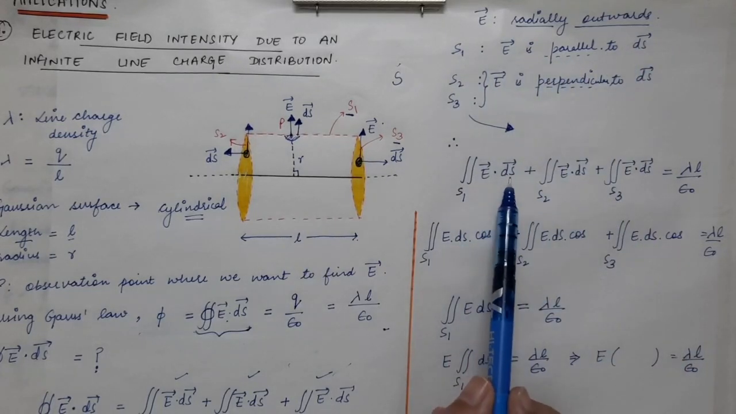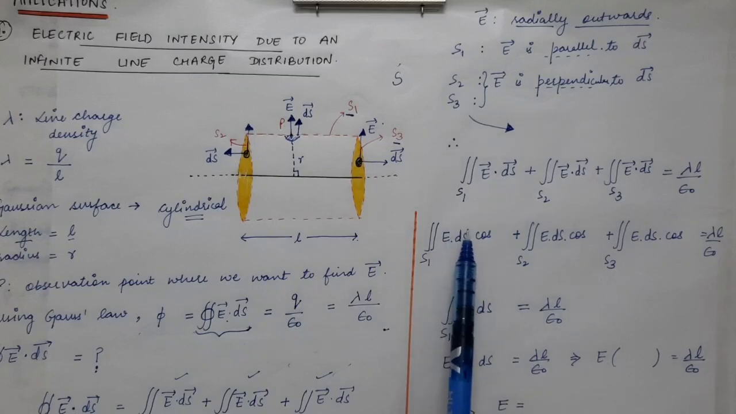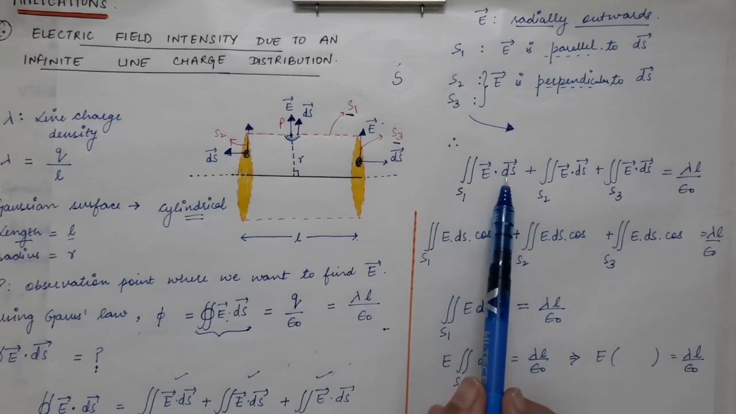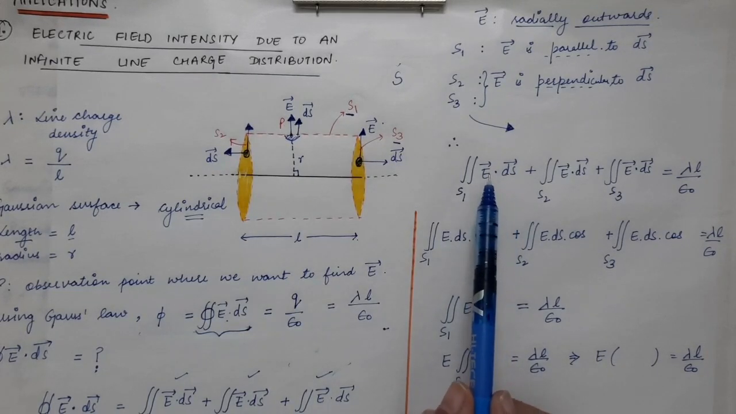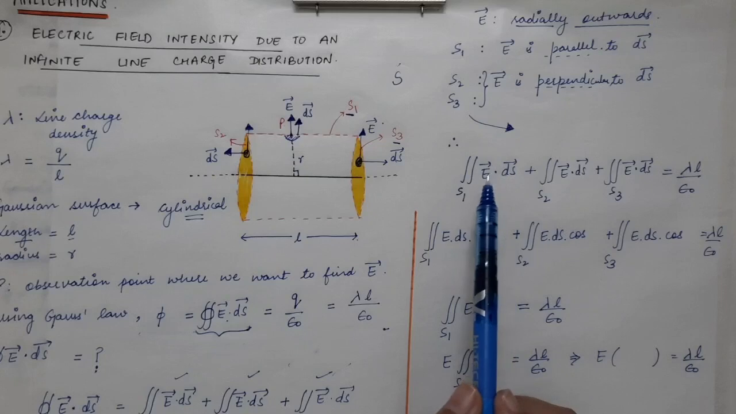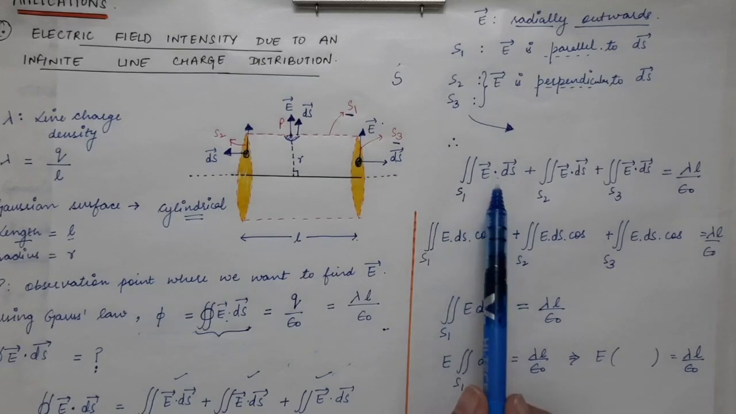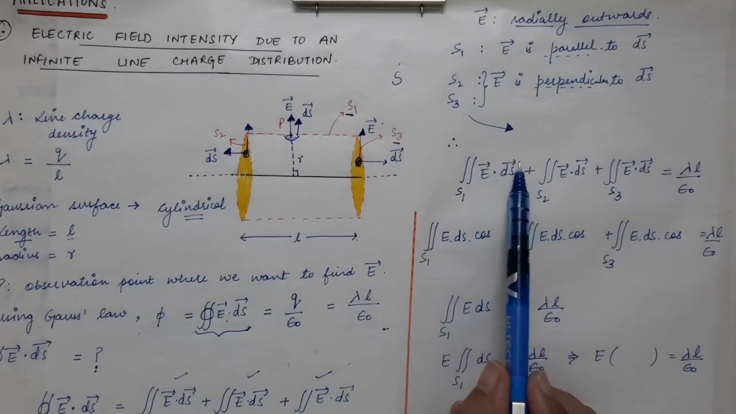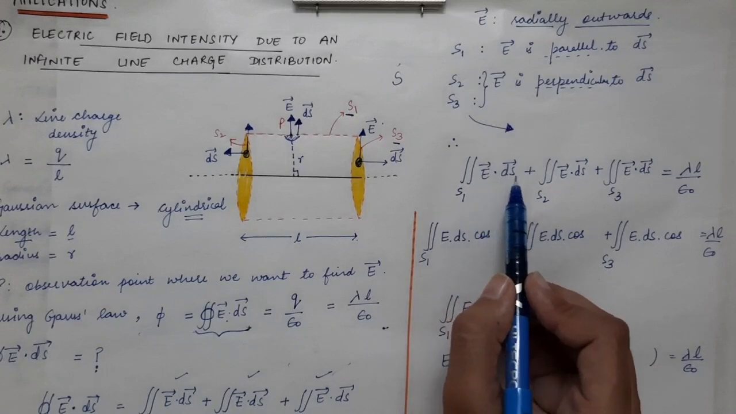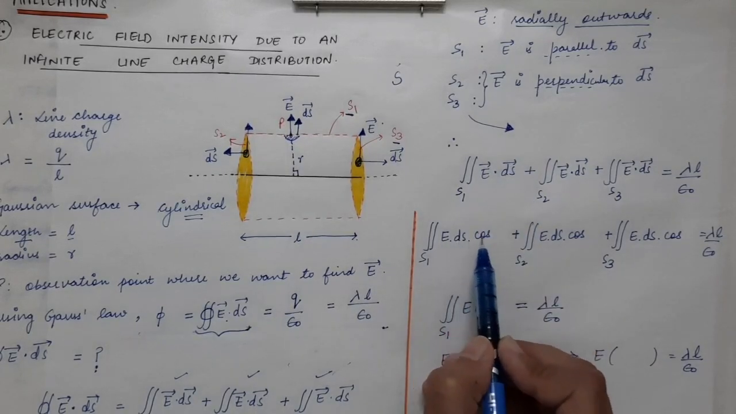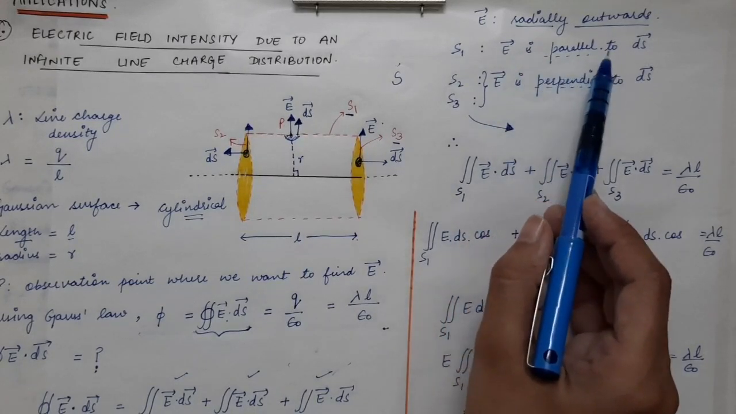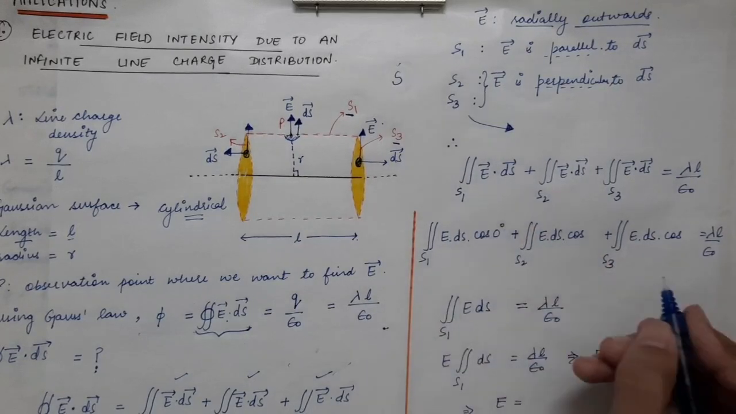So on solving E dot ds, what we will have? Magnitude of E into magnitude of ds into cos of the angle between these two vectors. We are using the property of dot product: A vector dot B vector is equal to AB cos theta, where theta is the angle between A vector and B vector. Here we have A vector as E vector and B vector as ds vector. So E vector dot ds vector can be written as E ds cos theta, and for the S1 surface, E vector is always parallel to ds vector, so here we have cos 0.